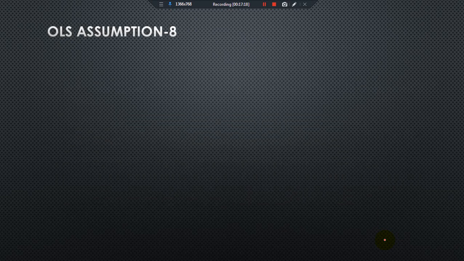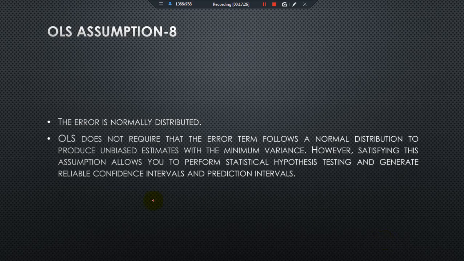Eighth assumption, OLS eighth assumption. The error is normally distributed. While talking about the error being normally distributed, OLS does not require that the error term follow a normal distribution to produce unbiased estimates with the minimum variance. However, satisfying this assumption allows you to perform statistical hypothesis testing and generate reliable confidence intervals and prediction intervals as well.